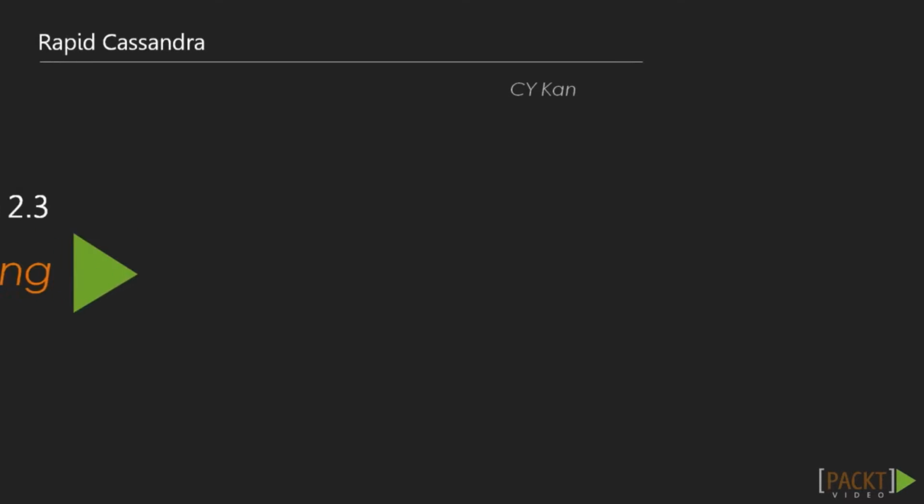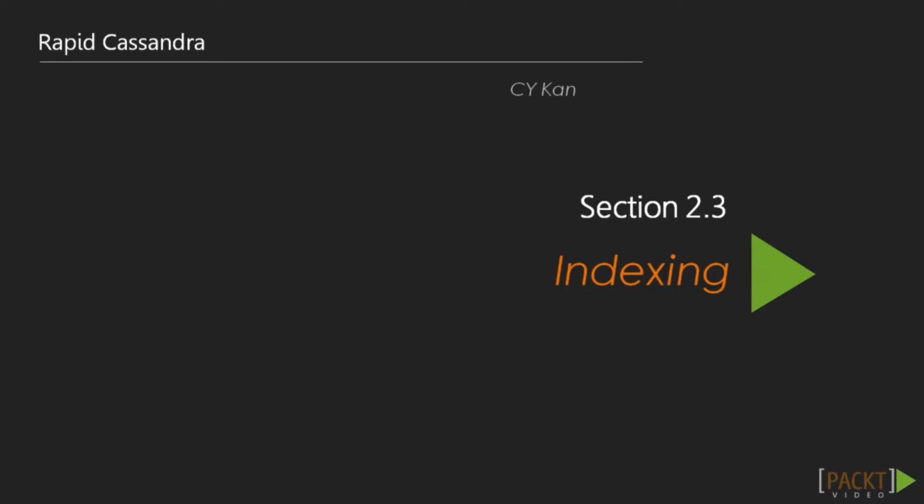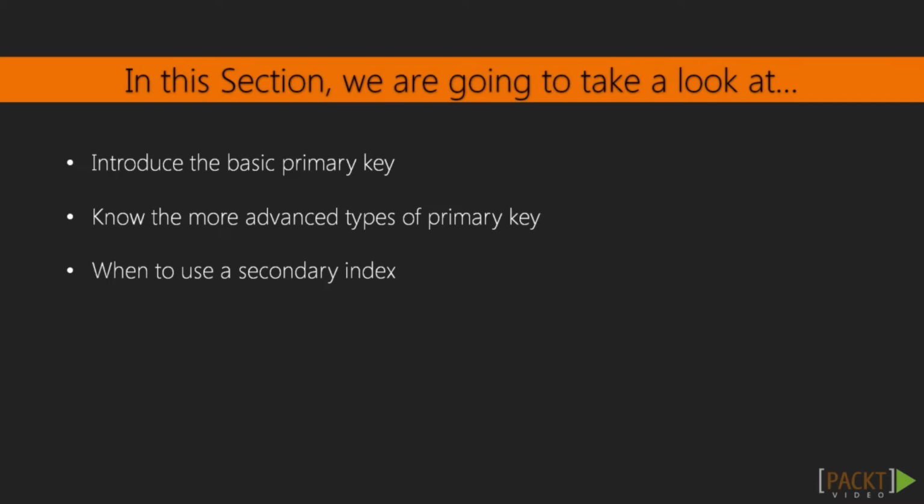Welcome to the Rapid Cassandra e-learning course, Section 2, Designing the Data Model. In this section, we'll talk about another important element in data modeling, indexing. In Cassandra, it involves both primary key and secondary index that we're going to look at now. We're going to understand the basic and more complicated primary keys of a Cassandra table. Then we'll move on to the secondary indexes. After having such a deep understanding, we can design a high-performance data model.